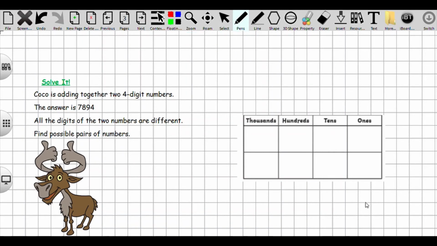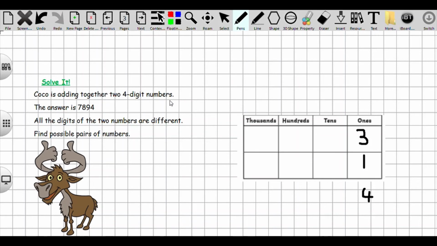So if I start here at 4, I can put a 4 below. Now, what do I know adds together to make 4? I'm not going to use 2 plus 2 because it says it wants all the numbers different. So I'm going to go for 3 added to 1.